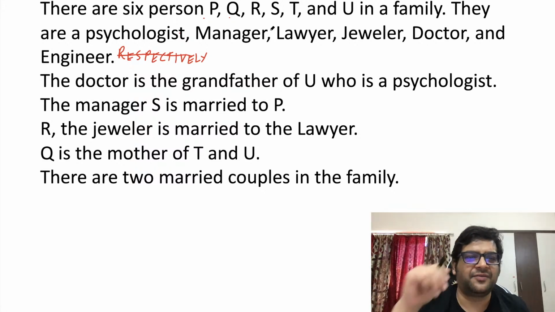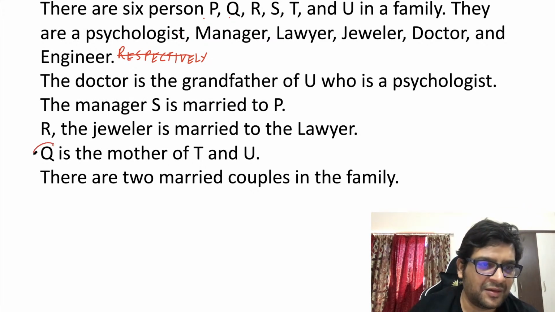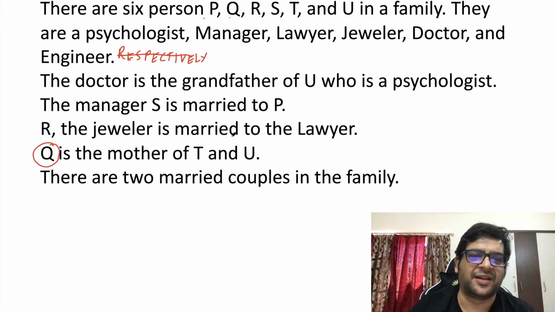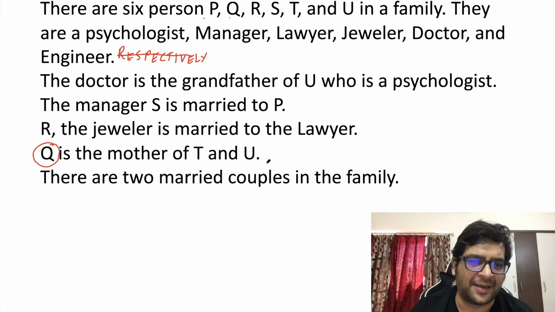We don't know much. What do we know? PQRSTU, 6 family members, 6 professions. Doctor is the grandfather of U, who is a psychologist. S is married to P, no male, female known. R is the jeweler, married to the lawyer. Q is the mother of T and U. That is what I know. So that gives me some sort of starting point.